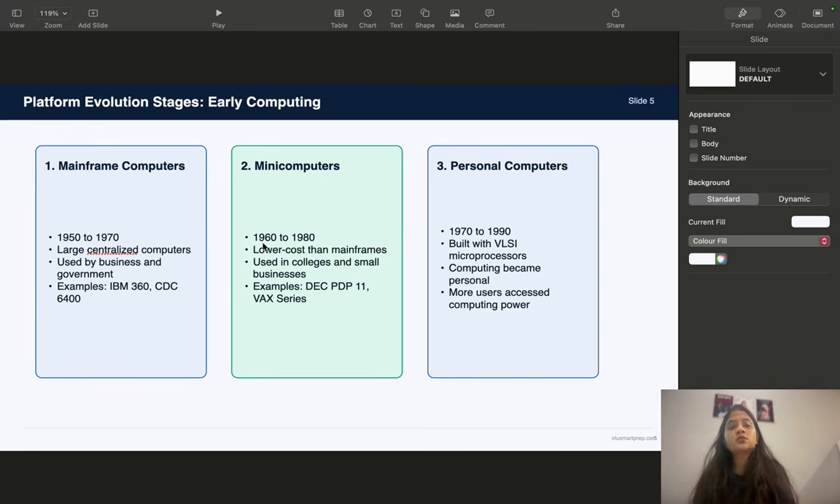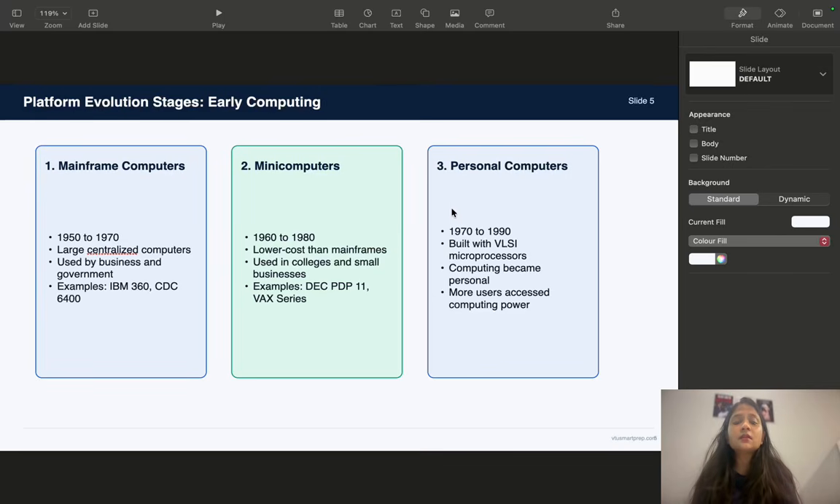Next, after the mainframe computers, minicomputers came into the picture, which was during 1960 to 1980. They had a lower cost than the mainframes. So it was lower cost as compared to the mainframes, and they were used in colleges and small businesses. Here you can give examples: DEC, PDP-11 and VAX series.